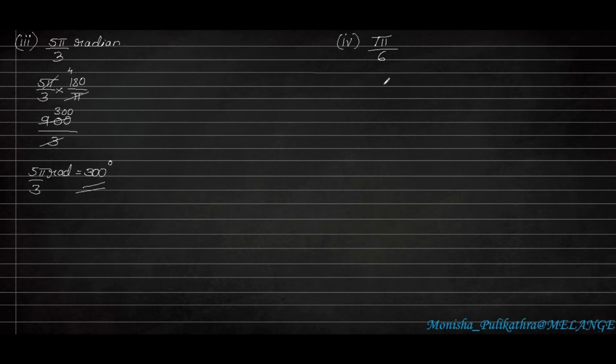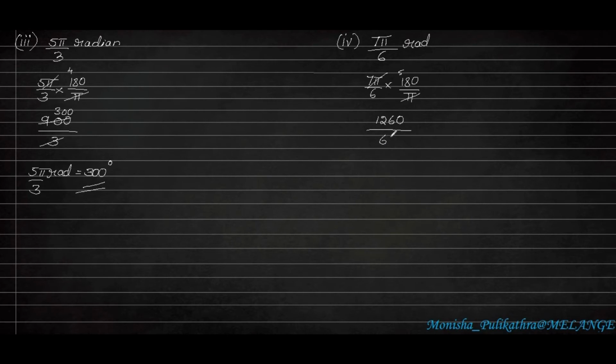Moving on to the fourth sub question. This is 7 pi by 6 radian. We need to convert it into degree. So 7 pi by 6 into 180 by pi. So here again pi gets cancelled. We need to multiply 180 to 7. So 7 into 0 is 0. 7 8s are 56. 7 1s are 7 plus 5 is 12.